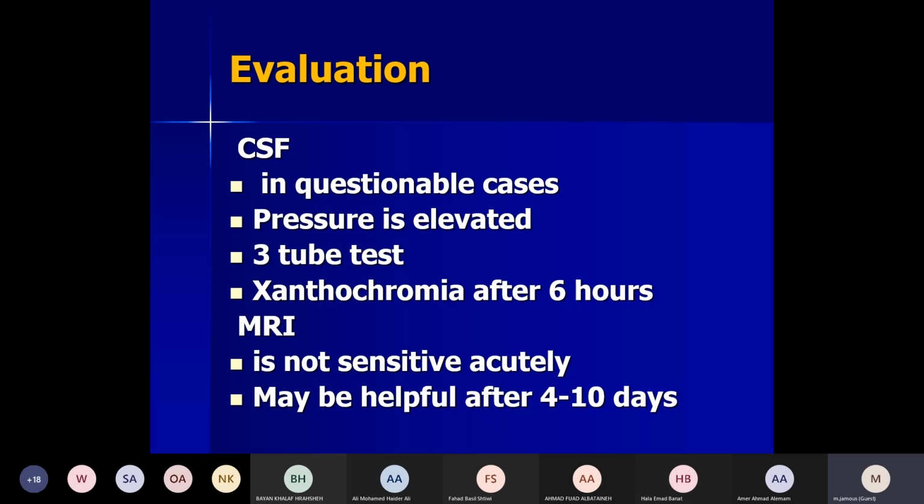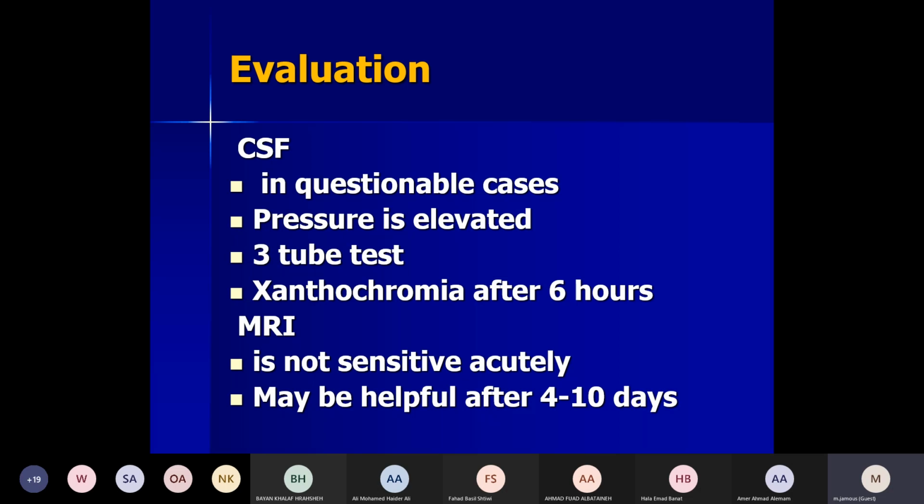Now, sometimes the clinical presentation is highly suggestive for subarachnoid hemorrhage, but the CT scan is negative. So when you still feel that the patient may have subarachnoid hemorrhage and the CT is normal, you need to do a CSF study. You do lumbar puncture, and you take some CSF and send for analysis. So in a questionable case, you need to do LP. CT scan is not enough. You measure the pressure, you take 3 tube tests.